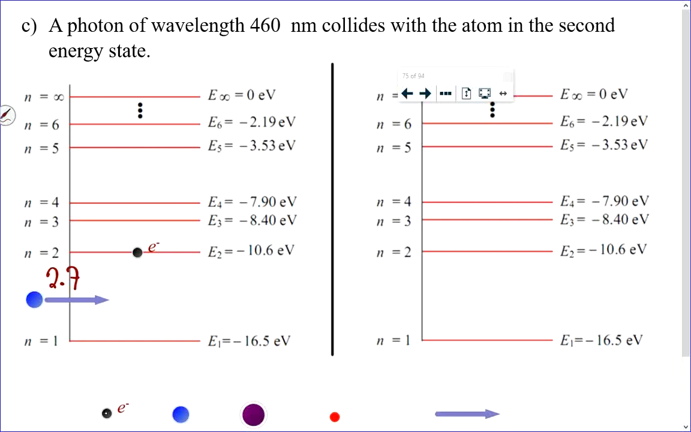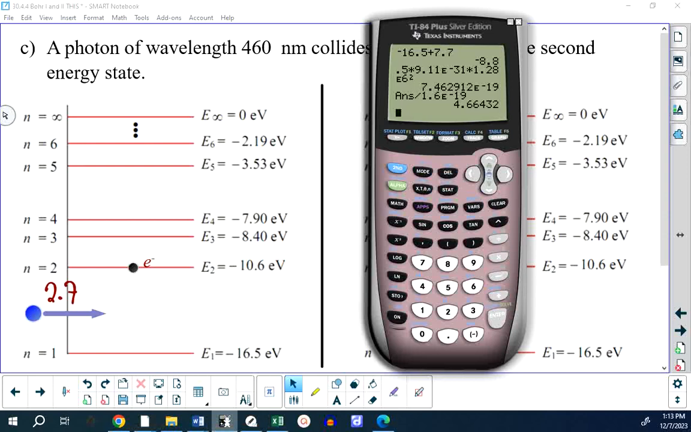How much energy is required to move the electron from 2 to 3? Well, let's see. 2 to 3 would be negative 8.4 minus negative 10.6. Well, that photon has enough energy to do it. Just hang on to that thought, though. Okay? Just hang on to that thought.